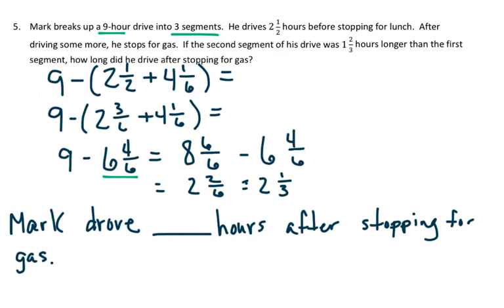9 minus 6 and 4/6, I've changed 9 to equal 8 and 6 over 6, minus 6 and 4/6 to get an answer of 2 and 2/6. And when I simplify that, I have an answer of 2 and 1/3. So Mark drove 2 and 1/3 hours after stopping for gas, and that's what I'm putting into my target sentence.